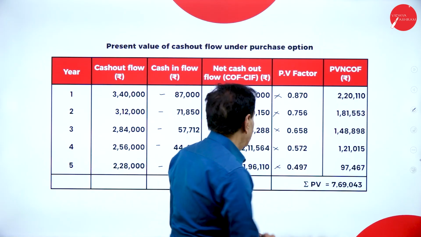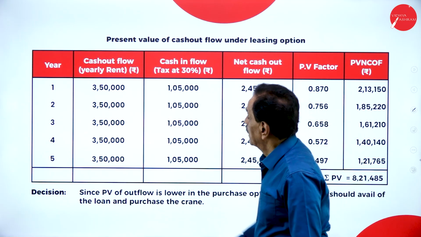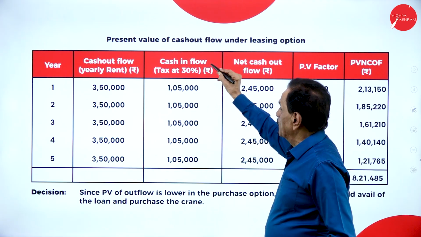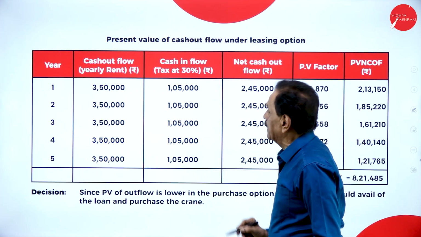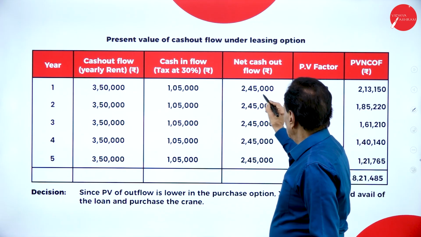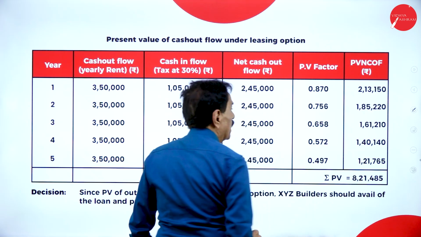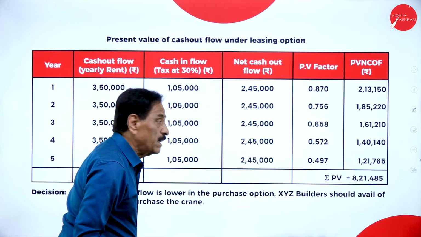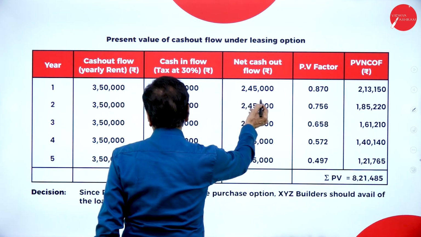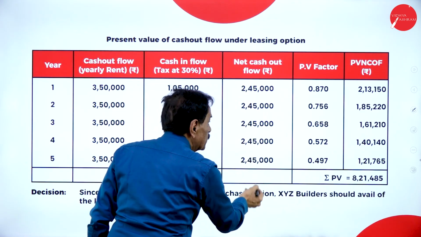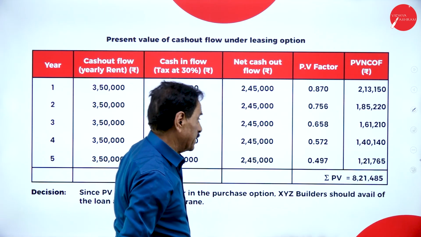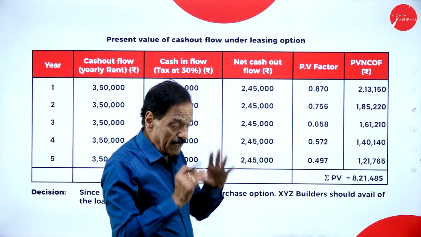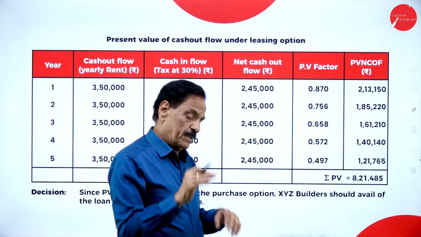Then go with the leasing option. Every year the rental value is 3,50,000. 30% tax saving is 1,05,000. On this, net cash outflow is 2,45,000, multiplied by the discount factor. Every year this remains constant, 2,45,000, multiplied by your discount factor. So it works out to 8,21,485. Now we have to conclude which option is better.